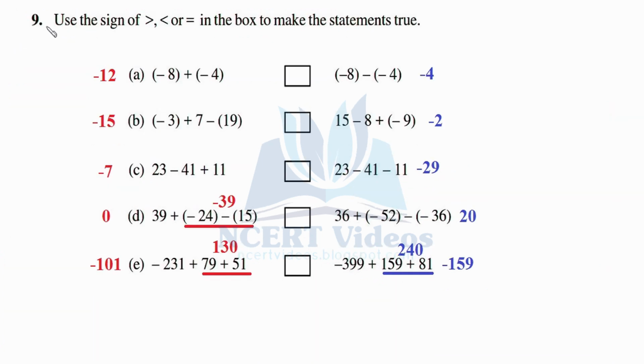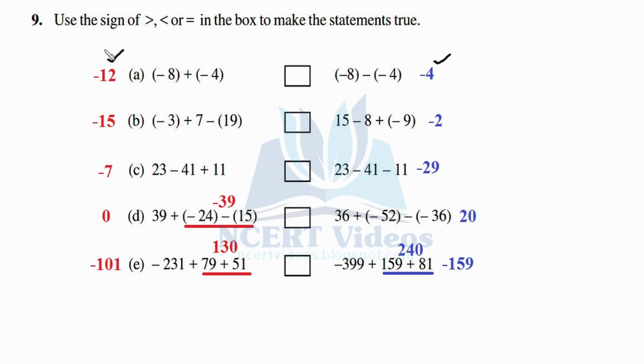9th, use the sign of greater than, less than, or equal to in the box to make the statement true. So these are the terms. So minus 8 plus minus 4. Here signs are same. We have to add them and signs remain same. So minus 12. Done. Here minus becomes plus. So minus 8 plus 4 is obviously minus 4, because 8 was having sign of negative and it was greater.